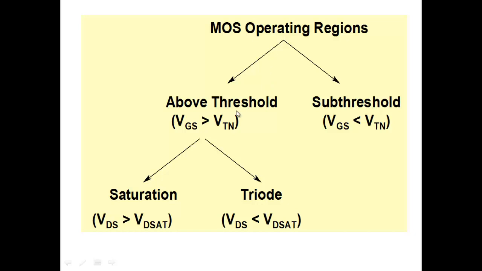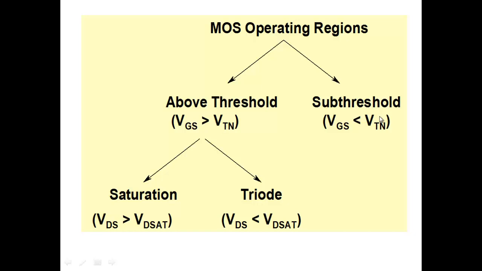MOS can operate above threshold, and when we are above threshold, we can divide its operating region into two parts. One is the linear region here, the boundary of which is defined by VD sat, the saturation voltage. And the other one is the region above that where the current varies little with the drain to source voltage. So we call that the saturation region. So that's when the MOSFET is biased above threshold.